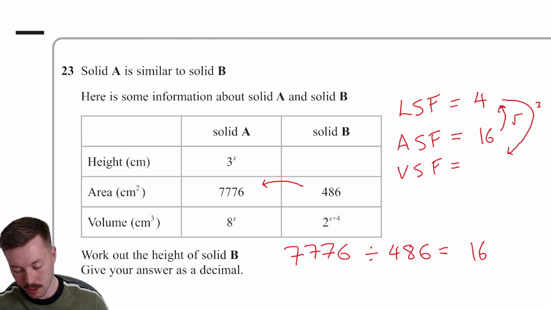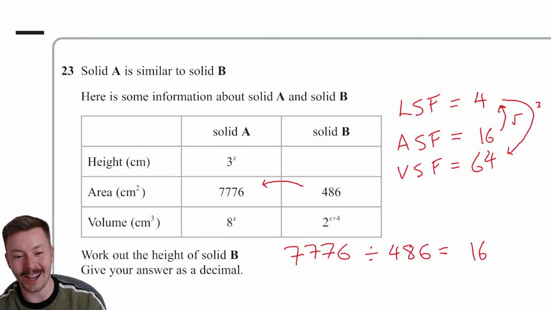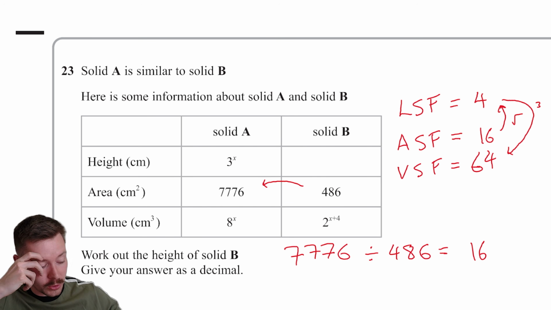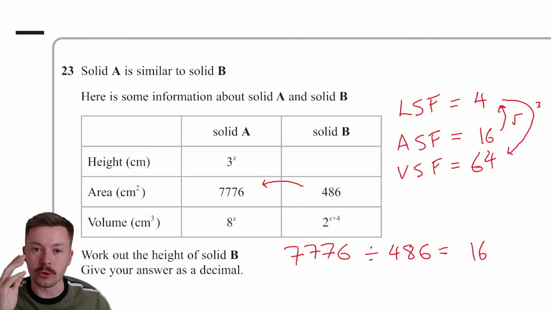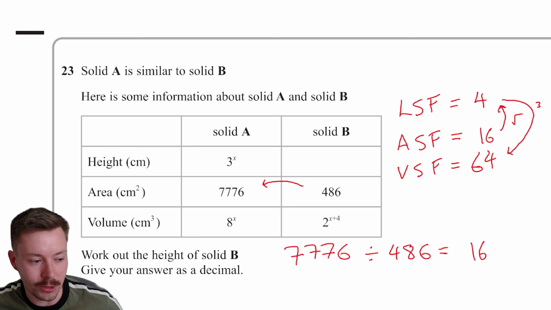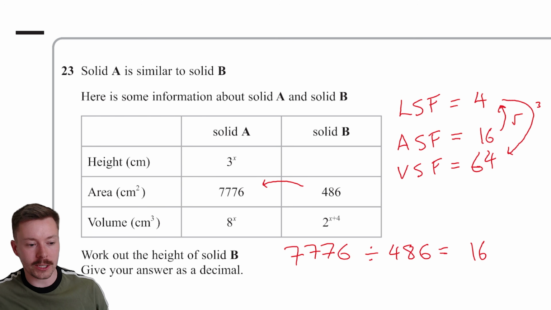4 cubed, I should know that, and I do know this off the top of my head, but as I'm recording this video, I don't want to risk it. 64. I don't want to say something stupid. 4 cubed is 64. Use your calculator. It's there to help you. Don't want to make any silly mistakes. So volume scale factor is 64.